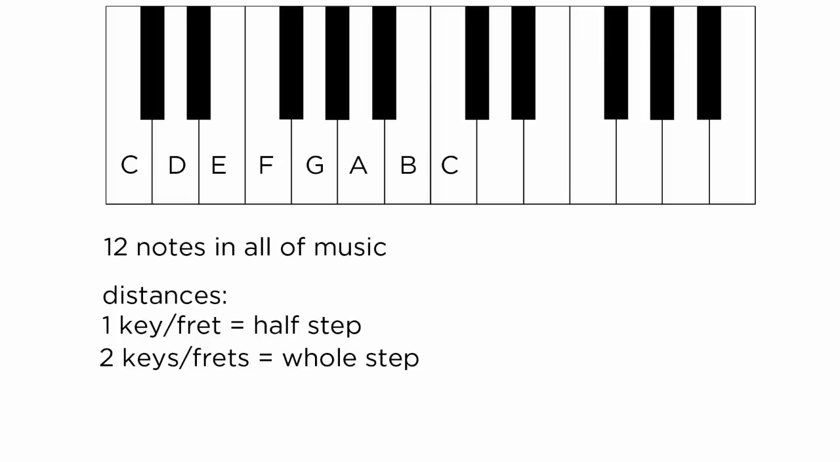Now let's go ahead and look at the distances between the notes. So if I start from C, I'll see that there's 1 key in between, and then another key to get to D. So the distance from C to D is 2 keys, or 2 frets on the banjo, and that's a whole step. The distance from D to E, the same thing. There's a black key in between. So distance from D to E is a whole step.